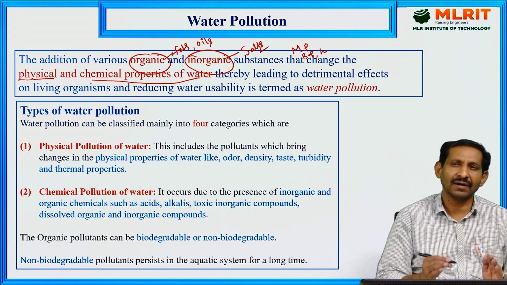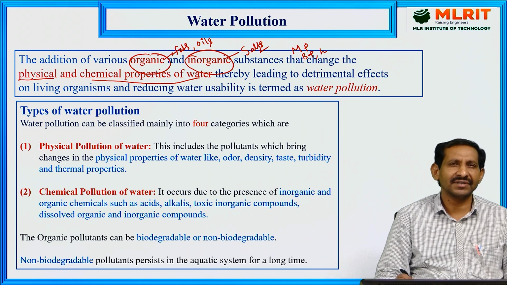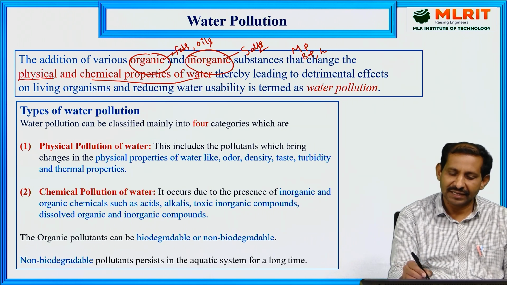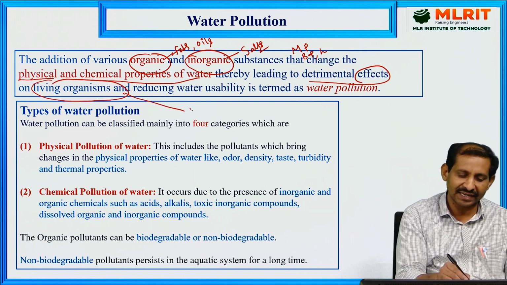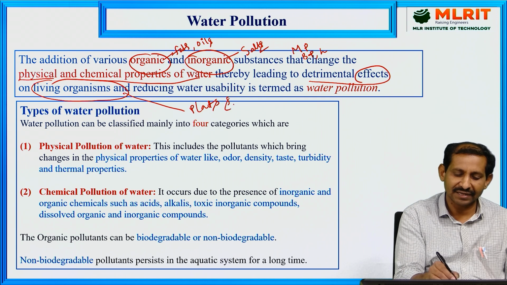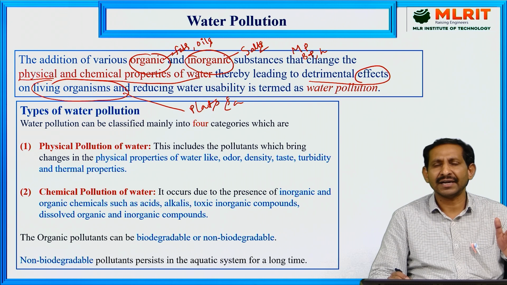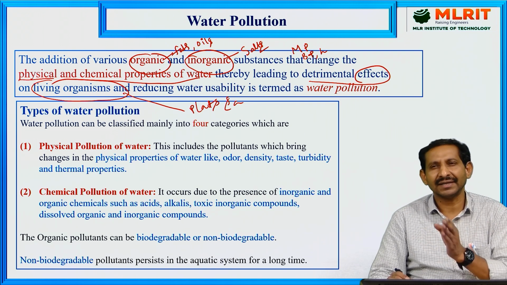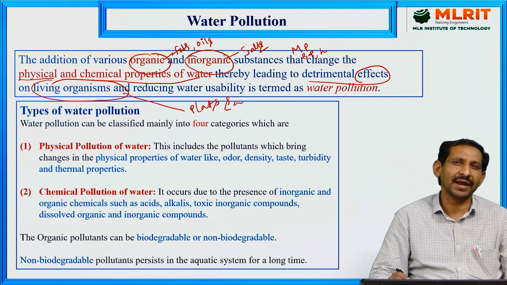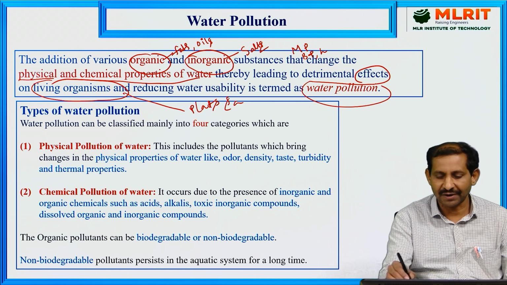Once organic or inorganic substances are added to the water, the changes in its physical and chemical properties lead to effects on living organisms, meaning plants and animals. That is called water pollution. So generally, when inorganic or organic substances are mixed in, the water quality parameters, the physical and chemical properties, change. That affects living organisms like plants and animals, and the uses of the water are reduced. That is called water pollution.